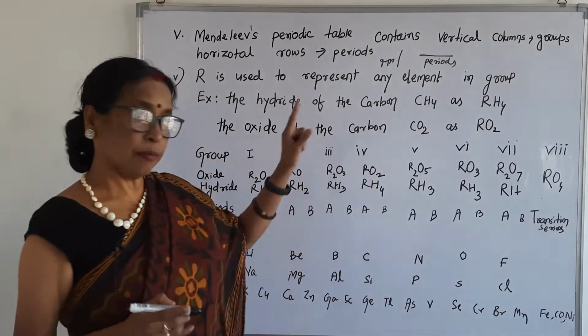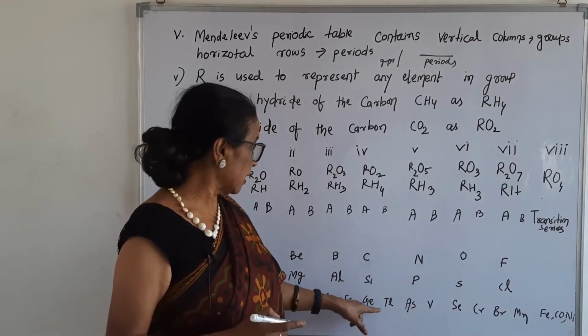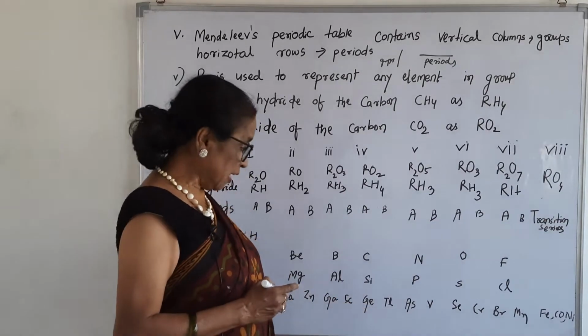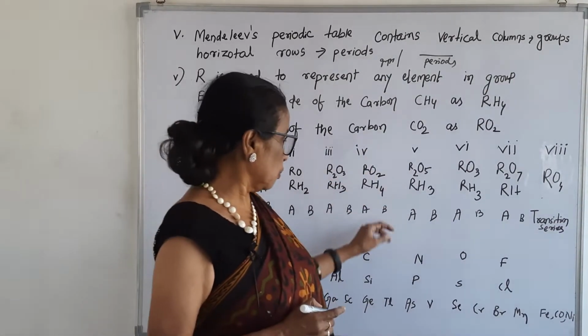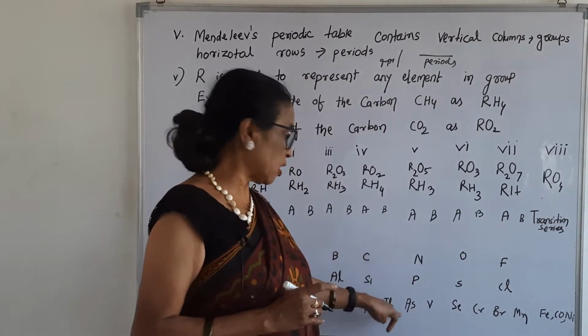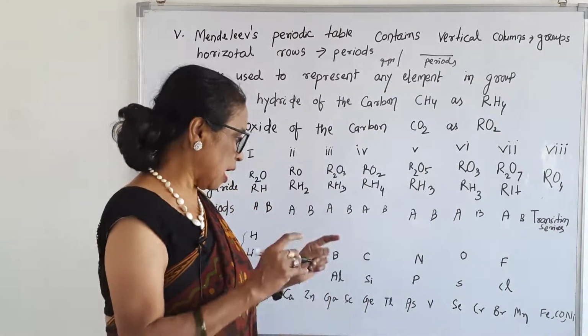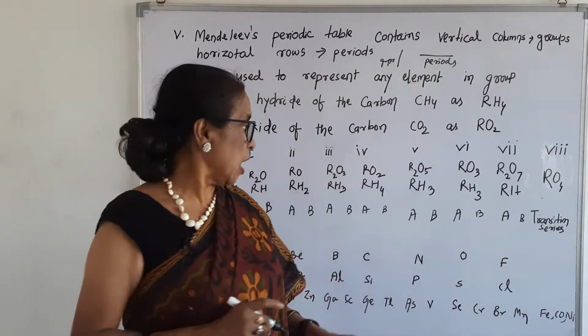Fourth A is carbon, silicon, germanium. And here thallium, that is group B. Next is the fifth group, again A and B. Nitrogen, phosphorus, arsenic. And group B, that is only vanadium.